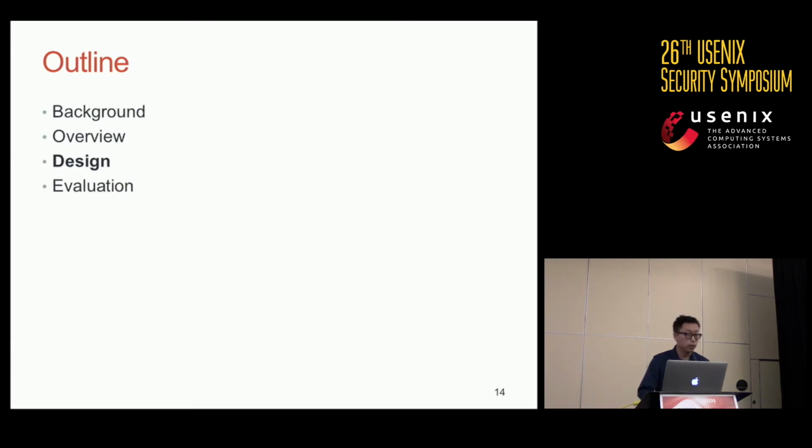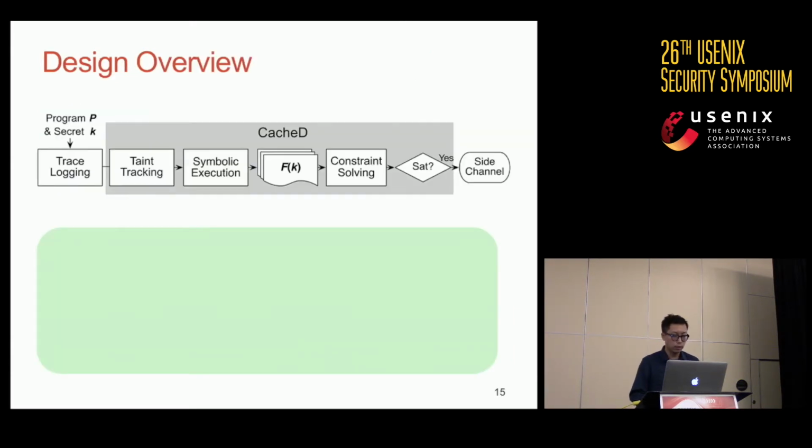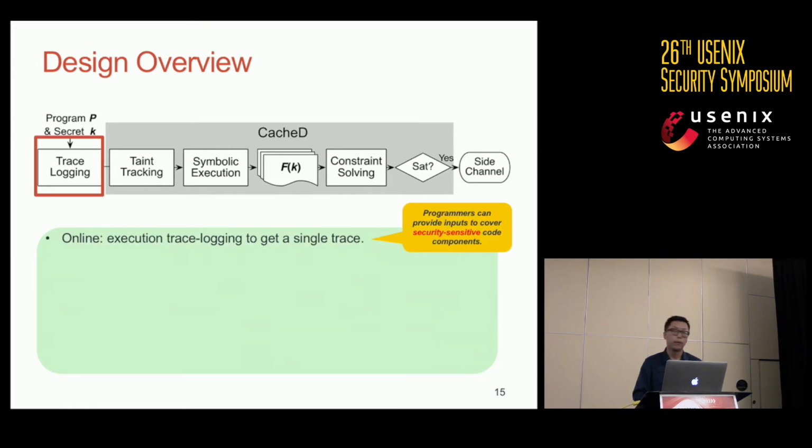Right, so this goes to the design of our research. This is the design overview. Our starting point is the program and also the program secret. The first step is to perform some online execution logging. We essentially log a single trace at this step to facilitate the further analysis. At this step, programmers can provide some inputs to cover some interesting code components. For example, they can intentionally cover some security-sensitive functions.